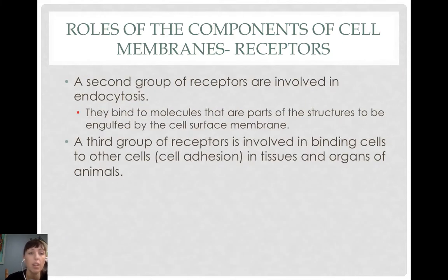A second group of receptors is involved in endocytosis. These bind to molecules that are parts of the structures to be engulfed by the cell surface membrane. Another group of receptors is involved in binding cells to other cells, otherwise known as cell adhesion, in tissues and organs of animals.